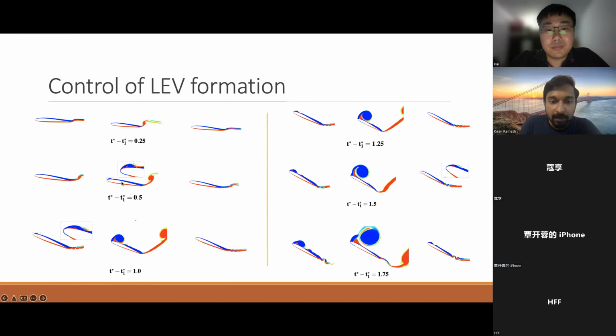And finally, the third column shows the case where we try to delay the leading edge vortex formation to time equals 1.5. So here we can see that until time equals 1, there is no vortex formation, and it only happens here at time equals 1.5, just as we've designed it. So this is how this parameter can be used to control leading edge vortex formation.